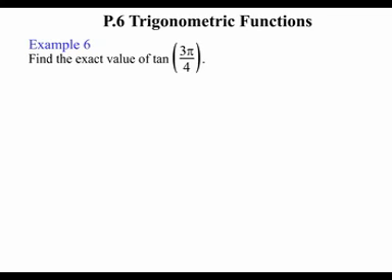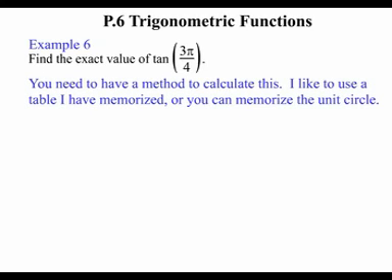Example 6. You've got to find the exact value of tan of 3 pi over 4. You need to have a method to calculate this. I like to use a table I have memorized. It's pretty easy memorization. Or you can memorize a unit circle, which this textbook kind of recommends. So I'll give you a way I do it, and you can decide what you want to do.